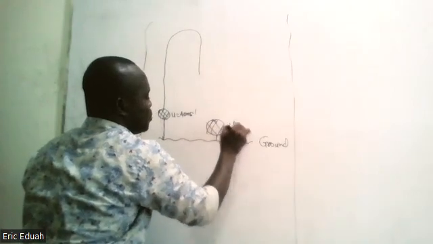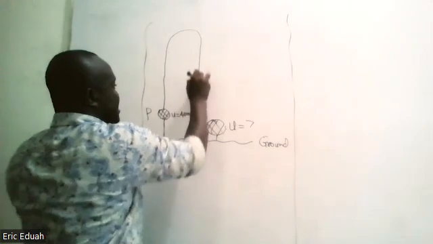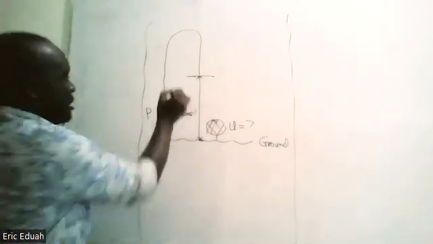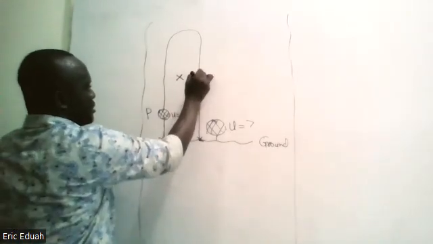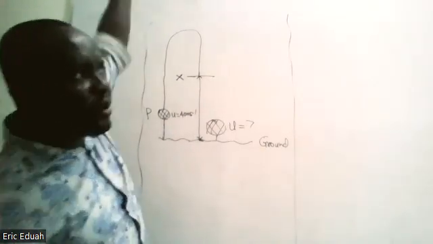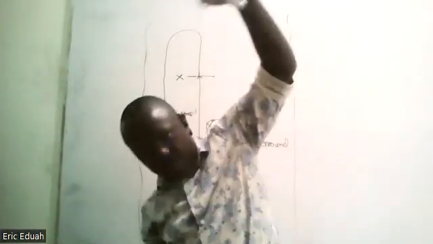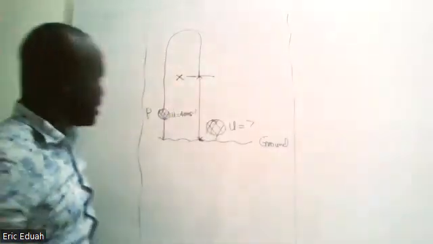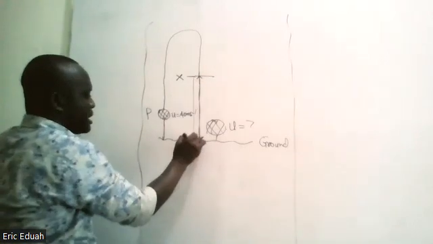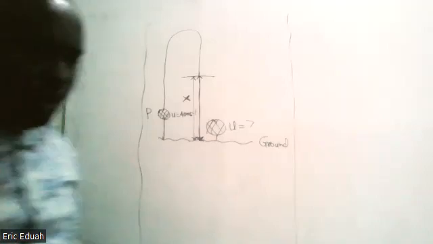We don't know the initial velocity U, not known. But let's assume that both particles would cross at a vertical height x. So from the ground to where they would cross, the vertical height is x from the ground. Because for them to cross, Q would have to go up, and when P is returning from its maximum height, that is when it will cross Q. So let's assume that the point where the two particles cross is x distance from the ground. They will cross at a distance x. Please, class, are we okay?